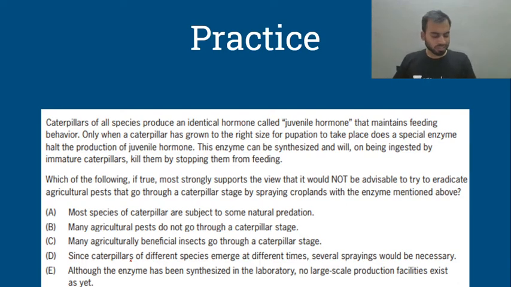Which of the following, if true, most strongly supports the view that it would not be advisable to try to eradicate agricultural pests that go through a caterpillar stage by spraying croplands with the enzyme mentioned above? So, there is an enzyme that will be mentioned in the passage. Let's read the passage. Caterpillars of all species produce an identical hormone called juvenile hormone that maintains feeding behavior. Only when a caterpillar has grown to the right size for pupation to take place does a special enzyme halt the production of juvenile hormone. This enzyme can be synthesized and will, on being ingested by immature caterpillars, kill them by stopping them from feeding. So clearly, we are trying to take some harsh steps in order to stop caterpillars from feeding.